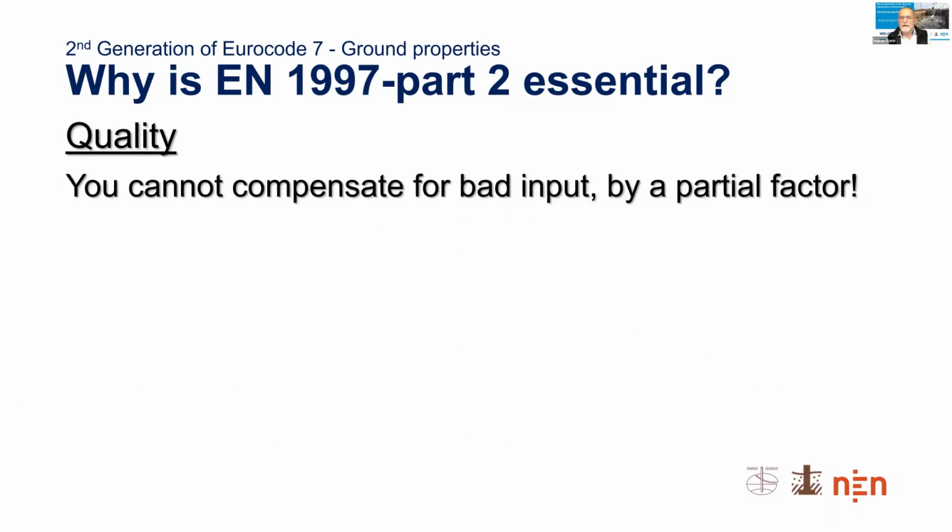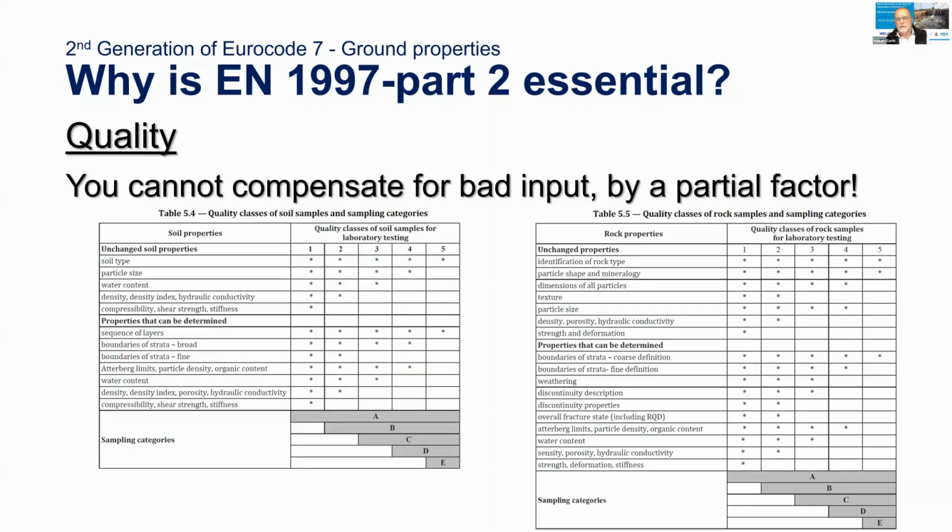So, why is Eurocode 7 Part 2 essential? In the first generation, not all countries accepted or implemented that part. Eurocode 7 Part 1, yes, but Part 2, no. But the second generation Part 2 will definitely be implemented around Europe, because of quality. And I put my neck out here, I say you cannot compensate for bad input by using a partial factor. You need to have quality from the beginning. So what we have here in Eurocode 7 Part 2 is quality classes, tables 5.4 and 5.5. My partners will talk about it later, so I do not go into details.